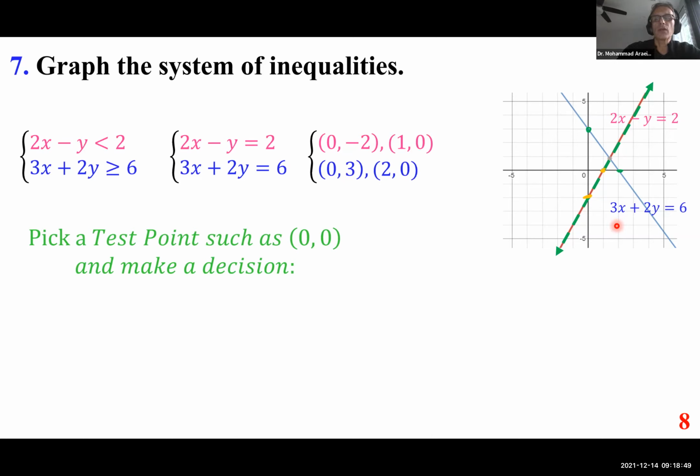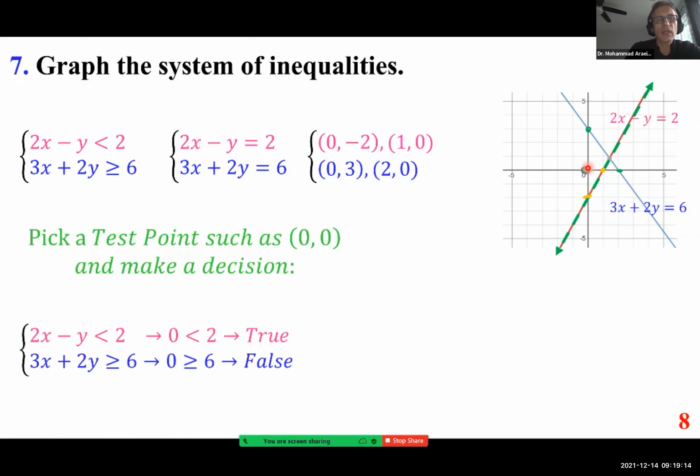So if we just plug it into the original inequalities, they become true or false. For example, if I put it in this case, 2 times 0 minus 0 is 0 less than 2. This is a true statement. If I put it here, 0 larger than or equal to 6, it is a false statement. So first, this is the point we're going to choose. And then when we do the math, this becomes true.